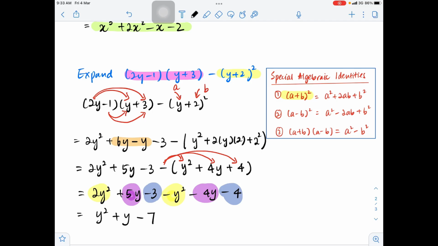Just remember that because you are subtracting the entire (y plus 2) whole thing squared, that is why we need the brackets over here to say that we are subtracting this entire expanded form, y squared plus 4y plus 4.